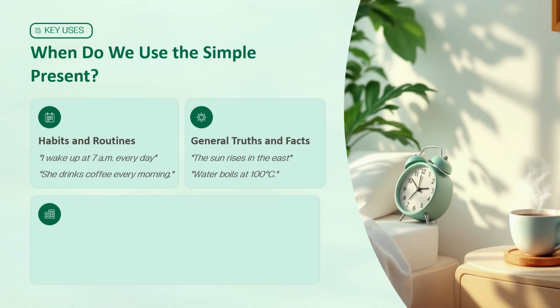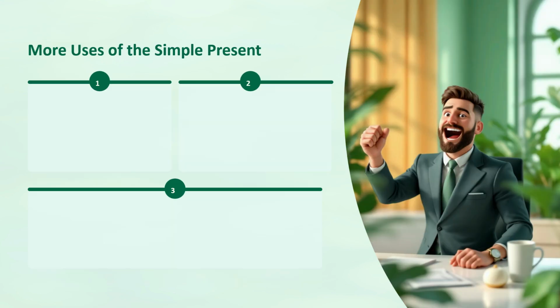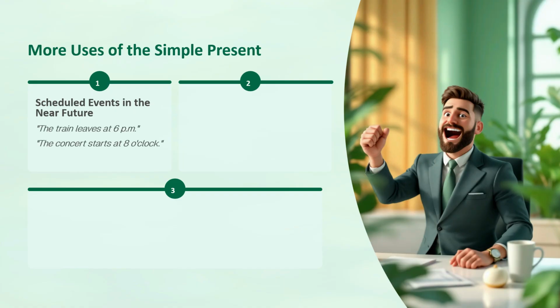Another use is to talk about permanent situations. Examples: he works at a bank. They live in New York. These examples show things that are stable and long-term. We even use the simple present for scheduled events in the near future, such as the train leaves at 6 p.m. or the concert starts at 8 o'clock, because these events are fixed by a timetable.